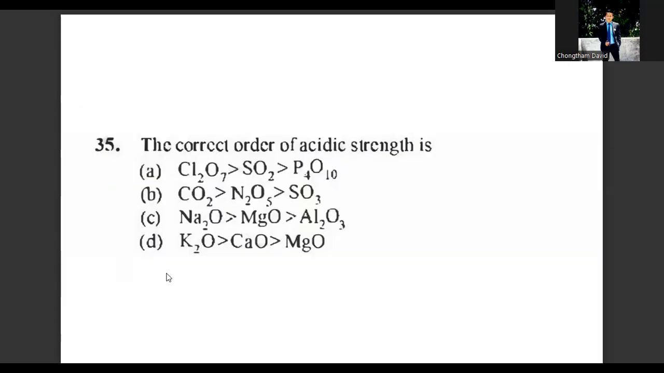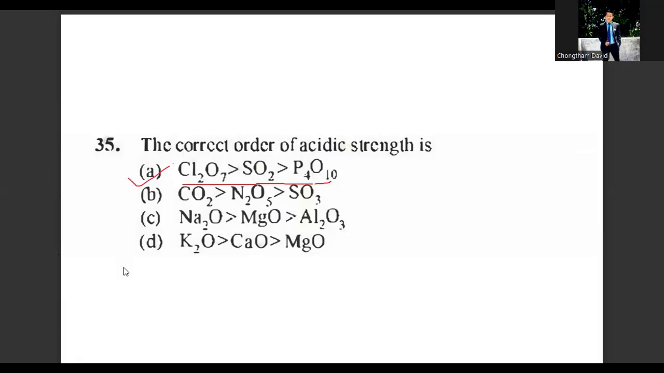We are about to be done soon. Keep up with me. The correct order of acidic strength is. I have already explained this multiple times. This is an important question because acidic and basic character are asked multiple times in your NEET exam for P block elements. Non-metallic oxides are acidic, and acidic character decreases with decreasing non-metallic character. So compare this, and you will obtain option A as the correct answer, right?